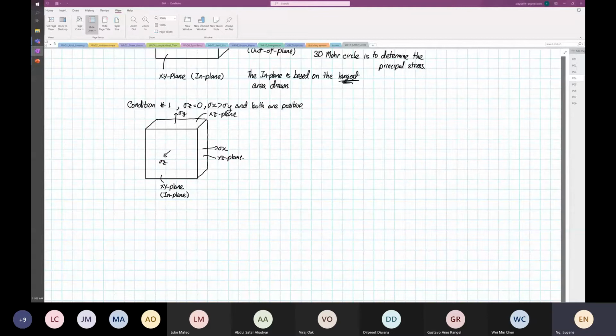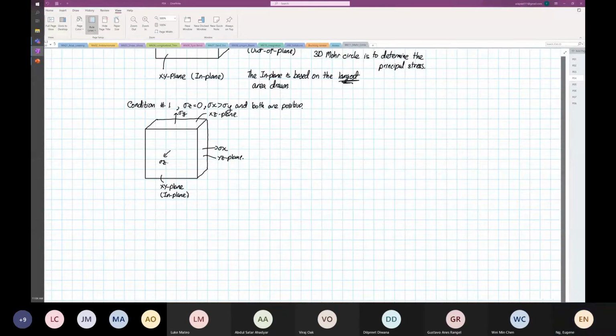Okay. So for this condition number one, stress Z is equal to 0. And we realize that there's no shear for this example. So we're going to draw our 3D Mohr circle now. As I said, 3D Mohr circle does not mean you draw a sphere. You still draw circles. But now you draw 3 circles.